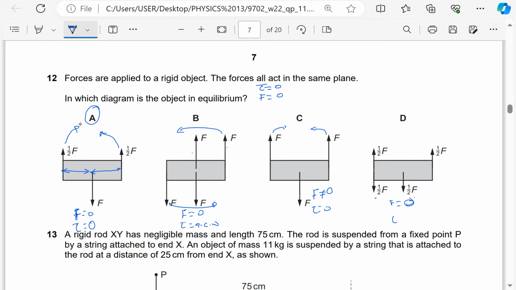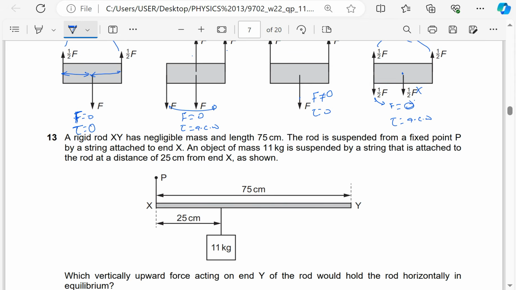But then the torque, this is anticlockwise, this is also anticlockwise, but this will be clockwise, and this one has no moment about the center. So it means there's a resultant moment which is anticlockwise. So this is not in equilibrium. It's the first one which is in equilibrium because the resultant force is 0 and the resultant torque is also 0.